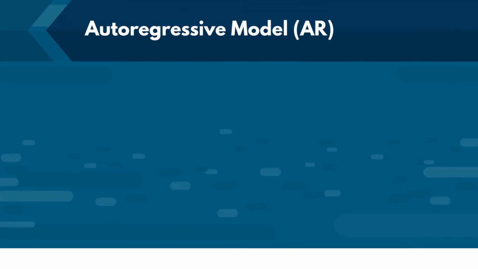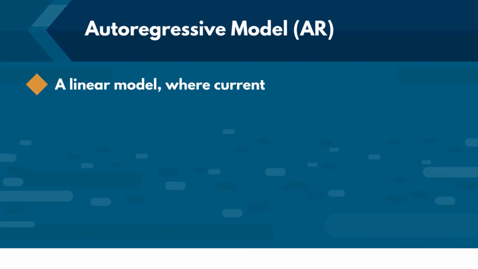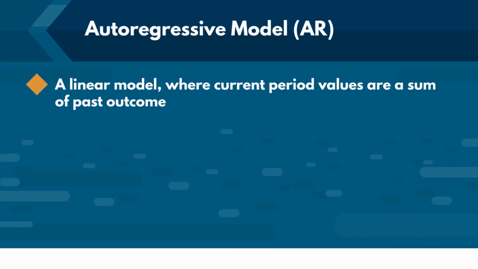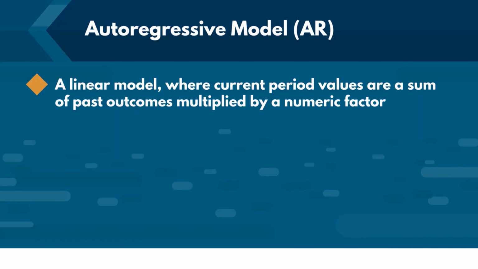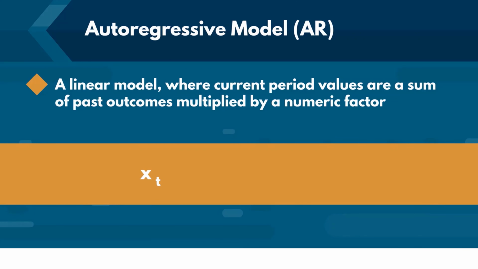The auto-regressive model, or AR model for short, relies on past period values and past periods only to predict current period values. It's a linear model, where current period values are a sum of past outcomes multiplied by a numeric factor. For instance, if we take x as a time series variable, then an example of an AR model would look something like this. X in period t equals some constant c plus a numeric coefficient phi times x in period t minus 1 plus epsilon t.